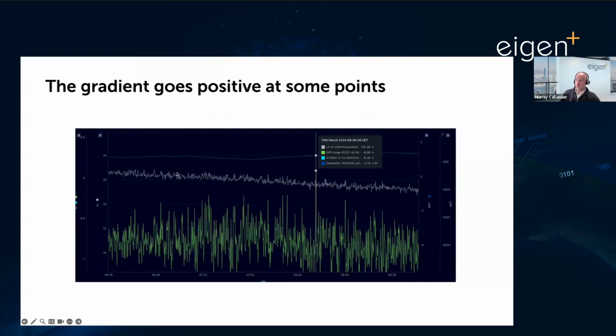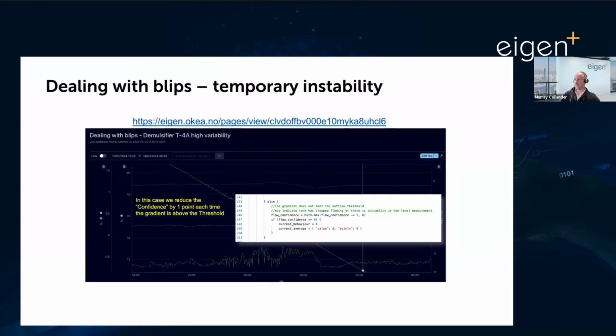And during this little blip, what we saw was the gradient went positive. If you took any 2-hour period within this blip, there were points when we saw the gradient going positive, but the tank was actually still outflowing. But I think this is one of the benefits of having the algorithm. We could have multiple different factors that had to come together. And there's the piece of the code that did it.